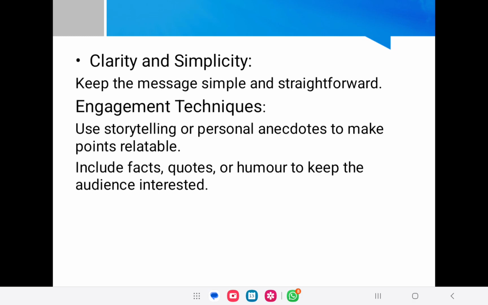Clarity and simplicity: because people are sitting in front of you, you have to keep in mind that they understand your language.